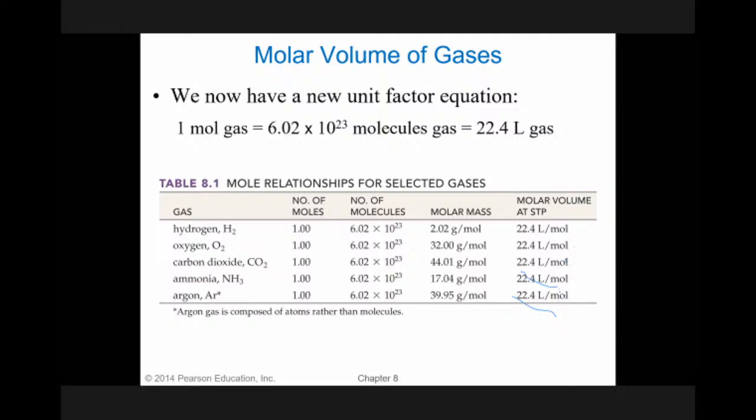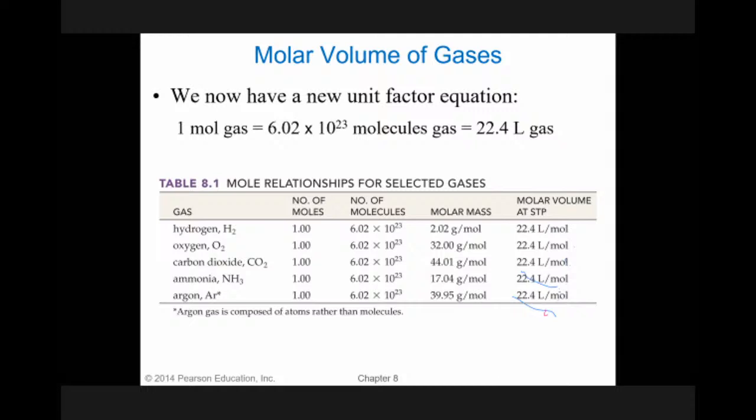So look at that table, 8.1. More relationships for selected gases. H2, okay, they selected hydrogen gas, oxygen gas, carbon dioxide, ammonia, and argon. That's the list of gases in there. Take a look at the number of moles. Hydrogen, 1 mole, number of molecules is 6.02 times 10 to the 23rd.